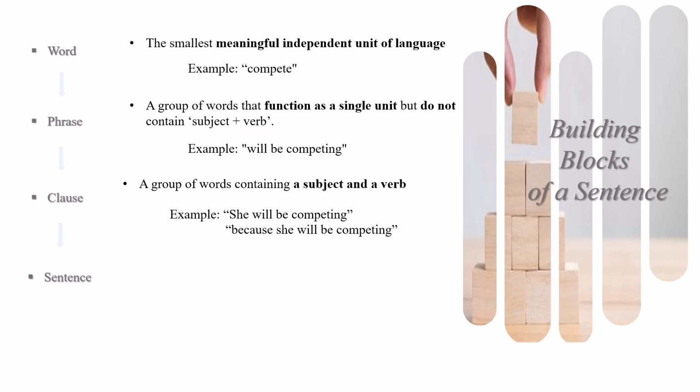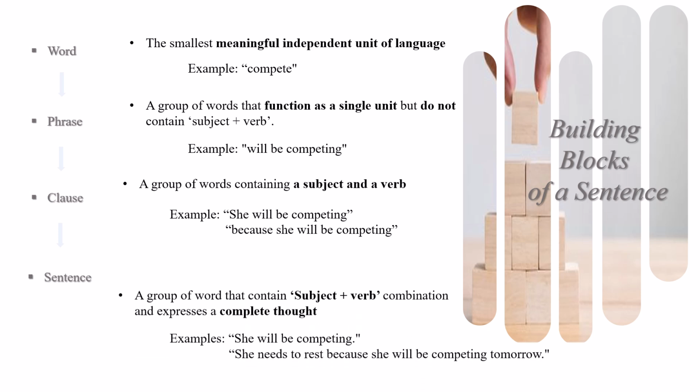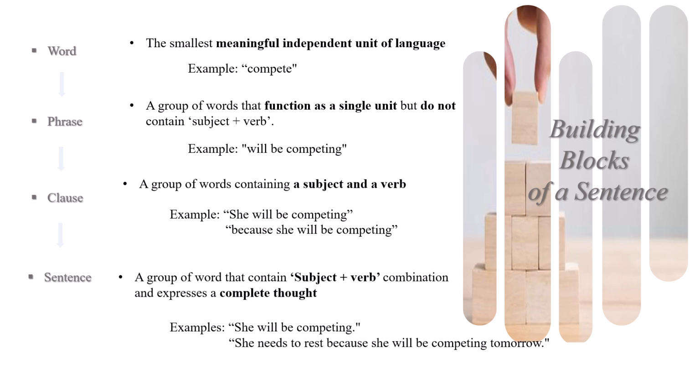When a clause expresses a complete idea, we call it a sentence. Because sentences are groups of words that contain subjects plus verb combinations and they express complete thoughts, such as she will be competing or she needs to rest because she will be competing. Now let's take a closer look at each one of these one by one.